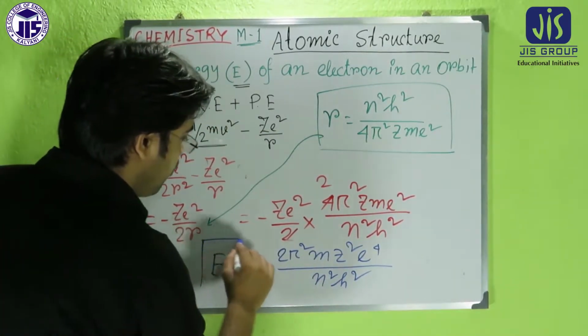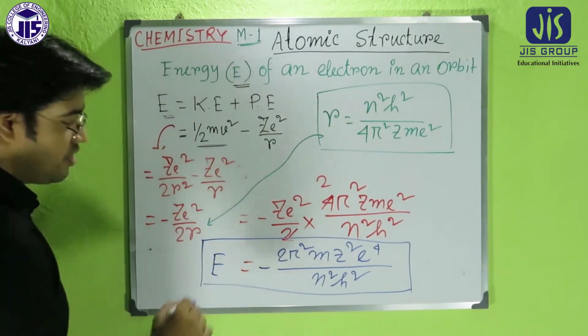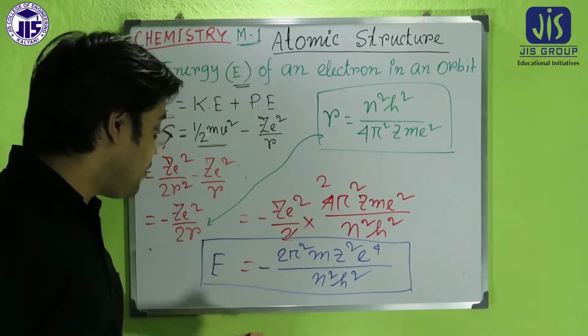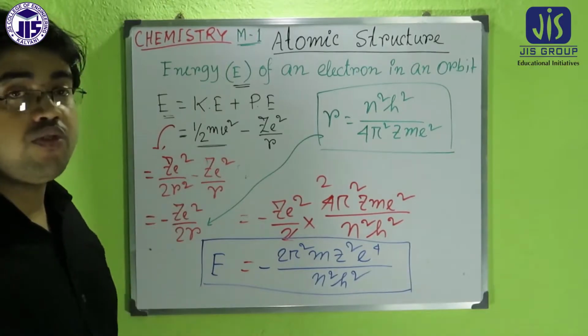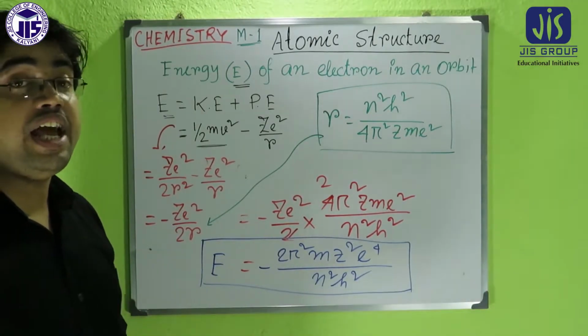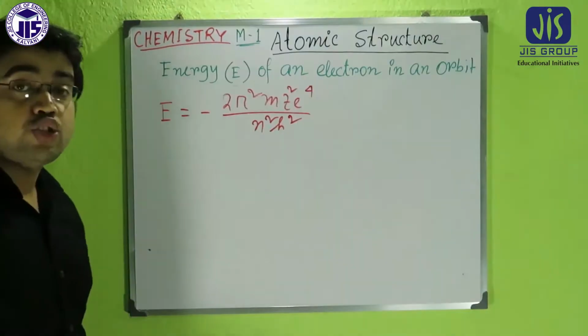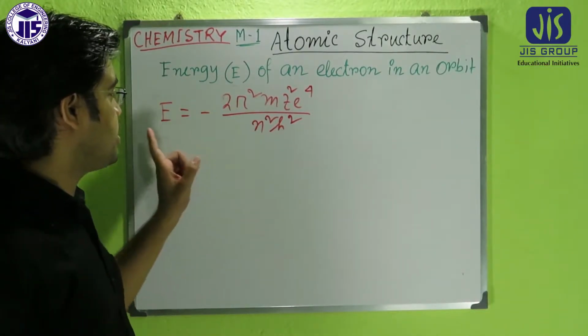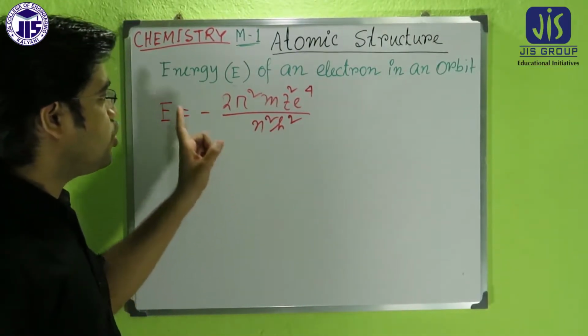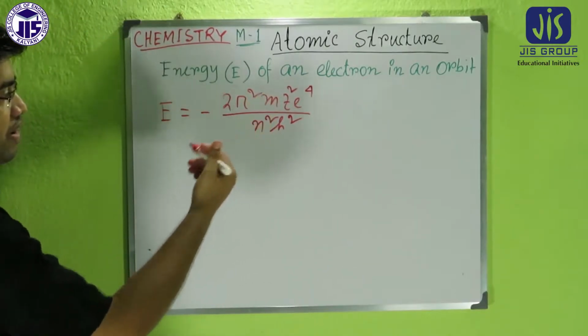So this is the final expression for the energy of an electron when the electron is in a particular orbit. So finally we'll get the equation: energy equals minus 2 pi square m Z square e to the power 4 by n square h square.